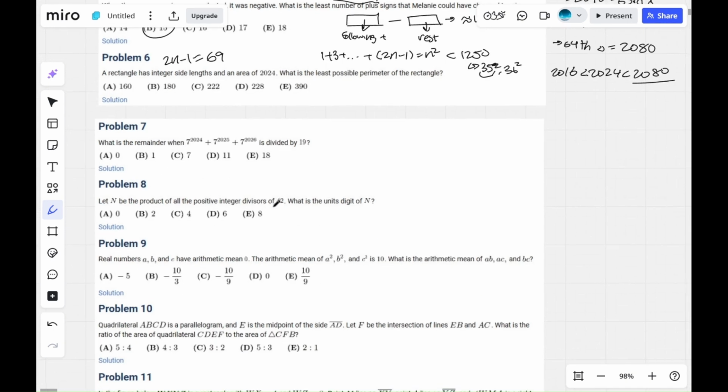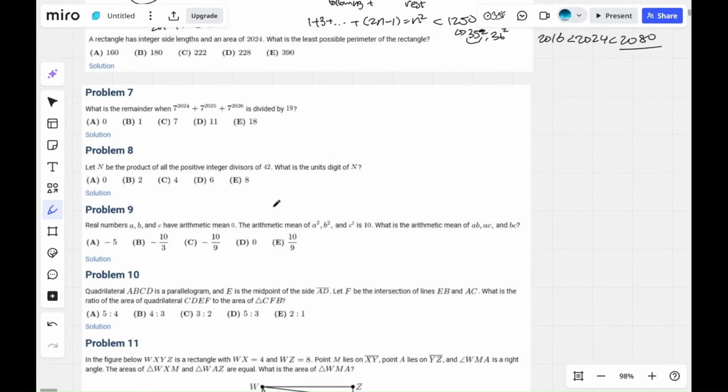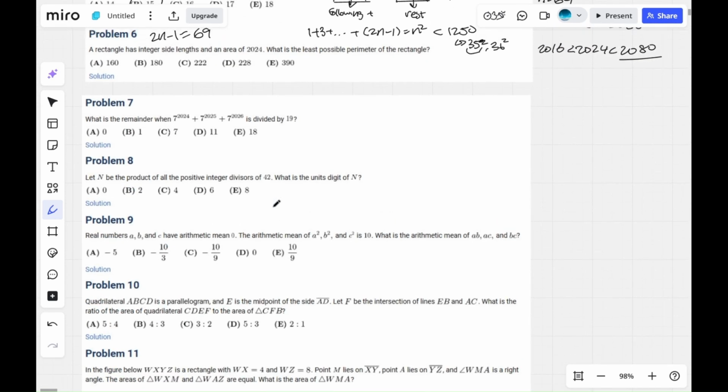Okay. Next question. Question 6. A rectangle has integer side lengths and an area of 2024. What is the least possible perimeter of the rectangle?